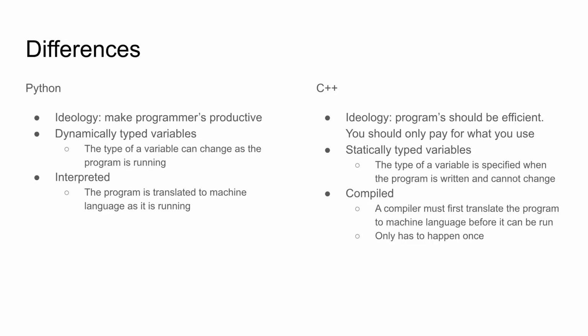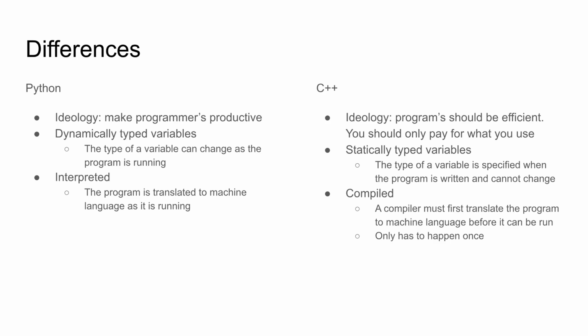The differences are pretty big, though. The ideology for Python is they want to make you a productive programmer and make it so that you have to type the least amount of stuff to get your work done as possible. C's ideology is that programs should be efficient and you should only pay for what you use. They also give you a lot of control, and they put you very close to the hardware, which means you have to write a lot more to get the same amount of stuff done, because what you need to do probably doesn't exist yet.